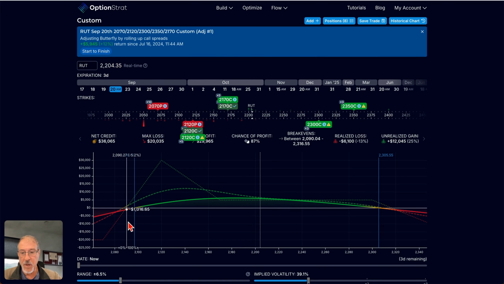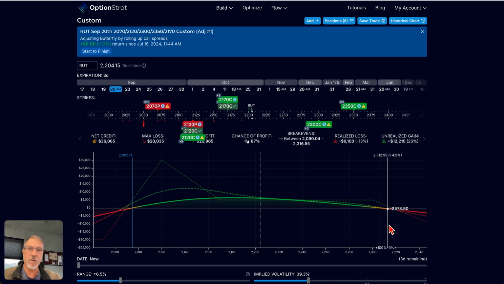I mean, I could come all the way down here to around 2090 and all the way up to, what are we here, 2310. So that's a very wide range in the RUT. That's more than a 10% or so wide range that the RUT can chop back and forth, and I can still have profitability in this butterfly. So hopefully that makes sense to everyone.